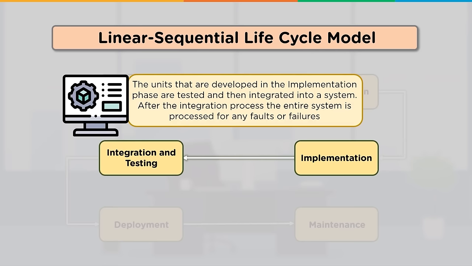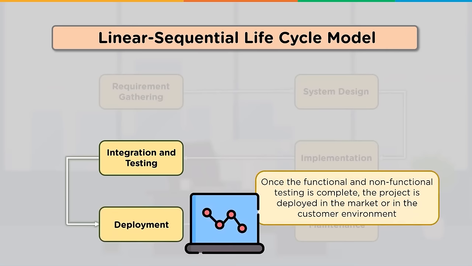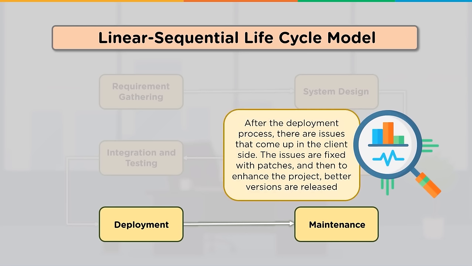After the testing phase comes the deployment phase. Once the entire testing is completed, the functional testing and the non-functional testing, the product is deployed in the customer environment or released into the market. Now comes the last phase, that is the maintenance phase. The issues that come up in the client environment are fixed in this phase. Then to enhance the project, some better versions are released. Maintenance is done to deliver these changes in the customer environment. All these steps or phases are strictly followed one after the other like a waterfall.